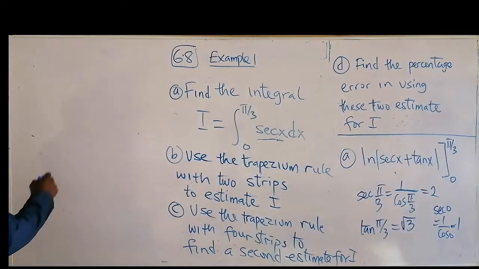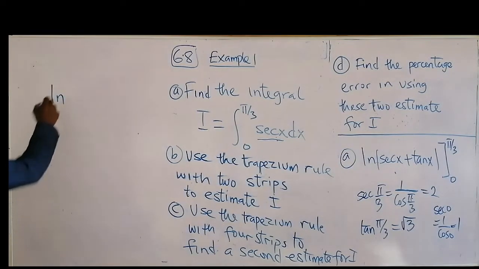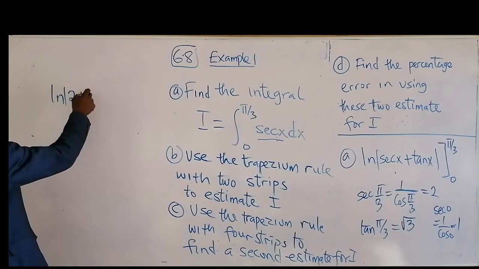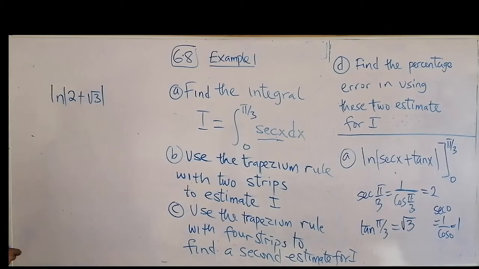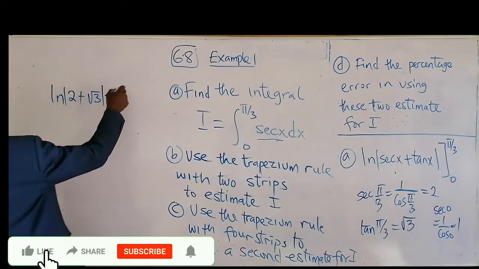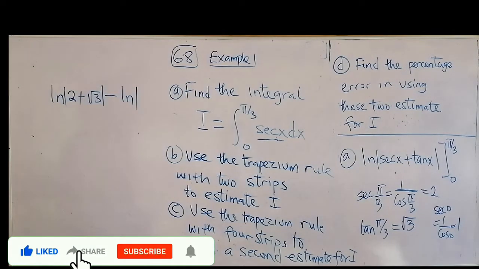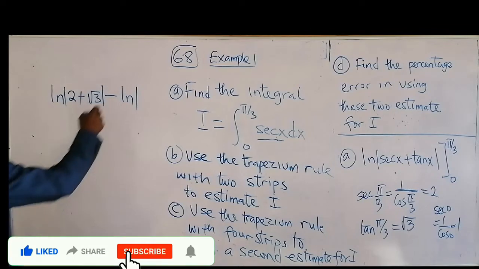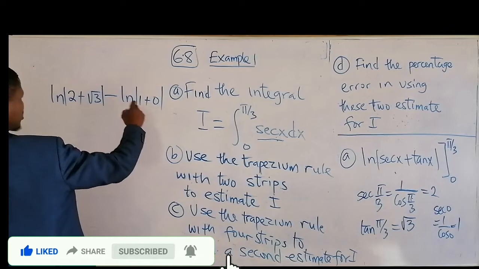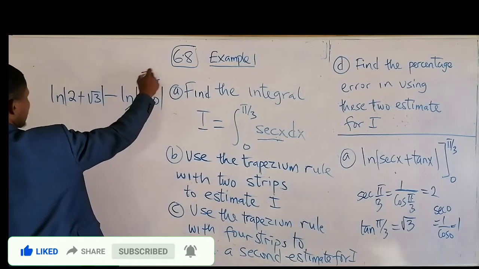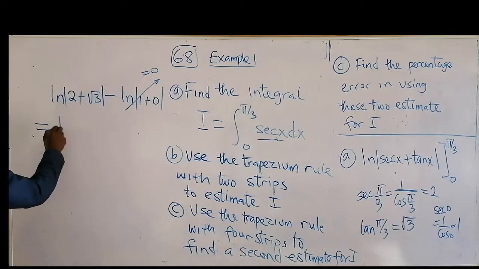So we now have ln of sec pi over 3, which is 2, plus tan pi over 3, that's root 3. You substitute your upper boundary, then minus sec 0, that's 1, plus tan 0, that's 0. Actually, this will give us 0. So we just have this value.